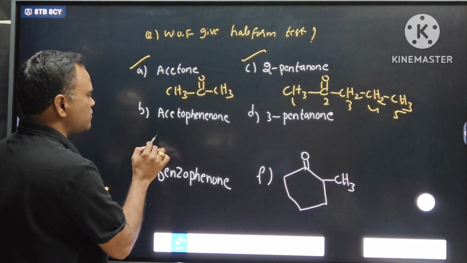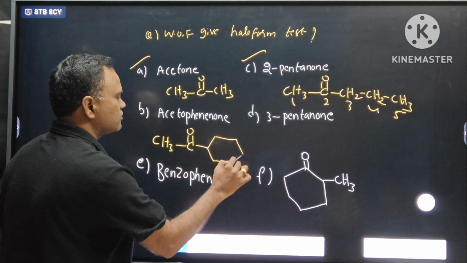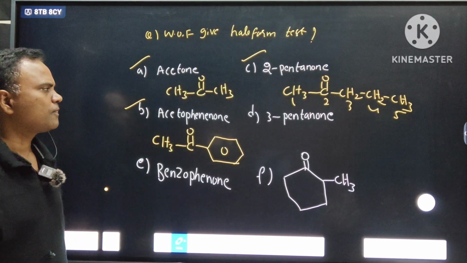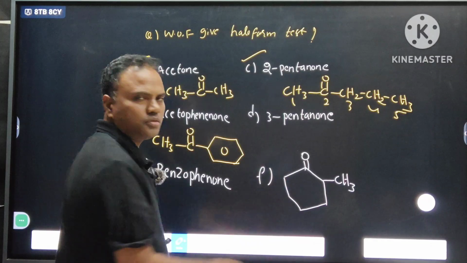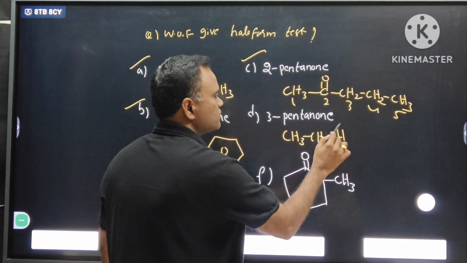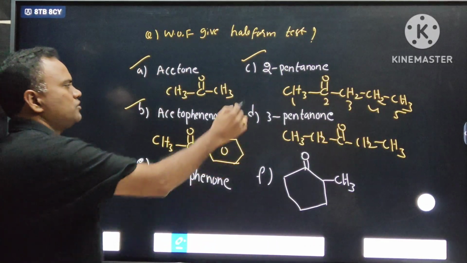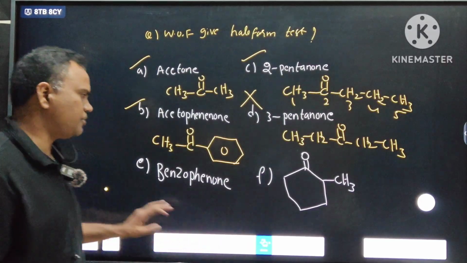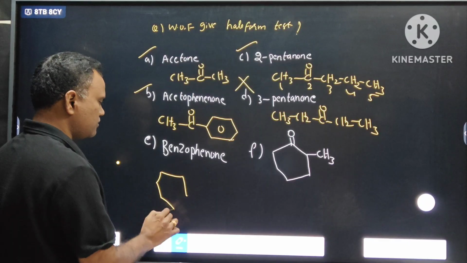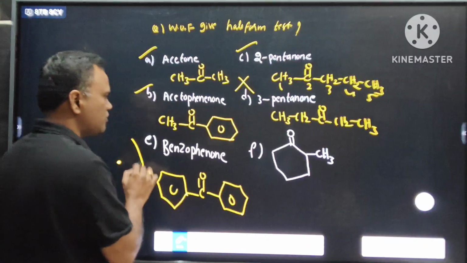Acetophenone. What is acetophenone structure? One side CH3, other side benzene ring. Important names, all these are very, very important. 3-pentanone, what? Yes. CH3, CH2, C double bond O, CH2, CH3. Benzophenone. In benzophenone, CH3 is not present. Yes, both are benzene rings. Correct. Both are benzene rings. It won't give.